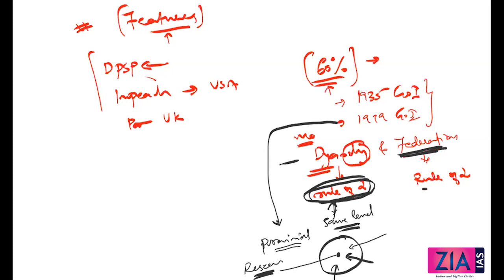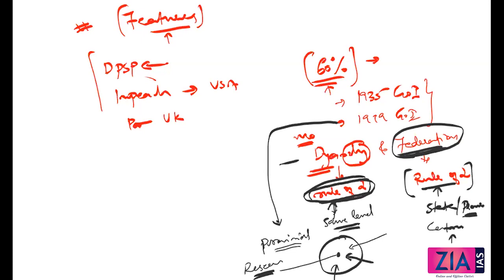Federation means rule of two at what level? At the state level and the center level, or you will see provinces. So provinces and the center. This is rule of two. So this was introduced in the 1935 Government of India Act. Some of you will have a confusion between diarchy and federation, thinking the word federation was introduced in 1919. No, it is diarchy. That is different. Federation was introduced in 1935.